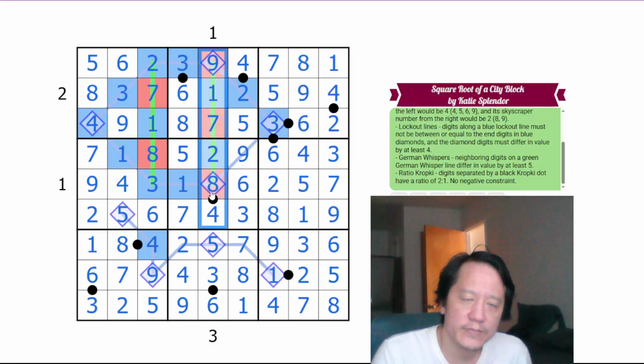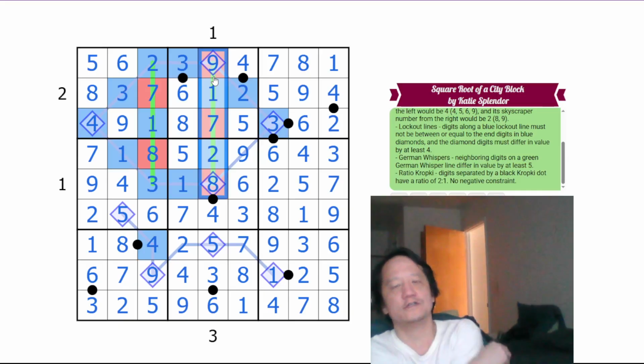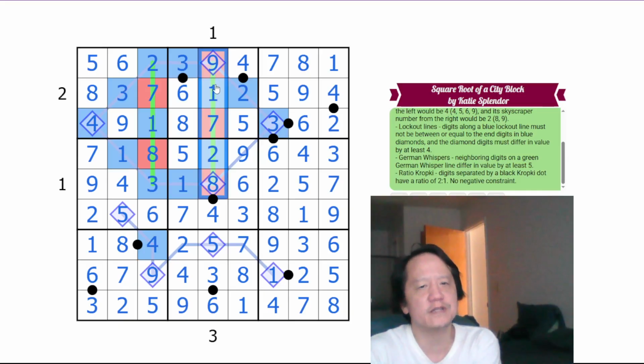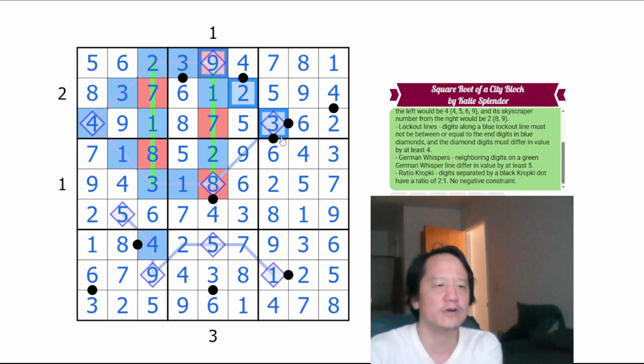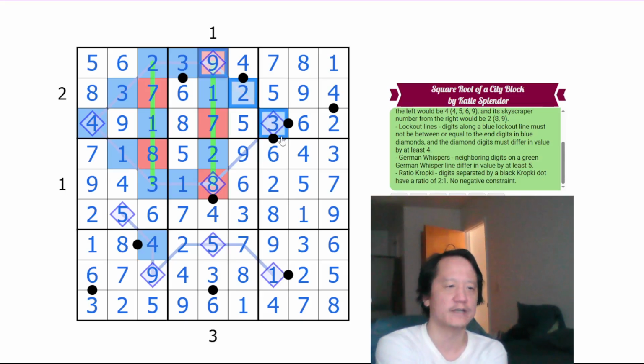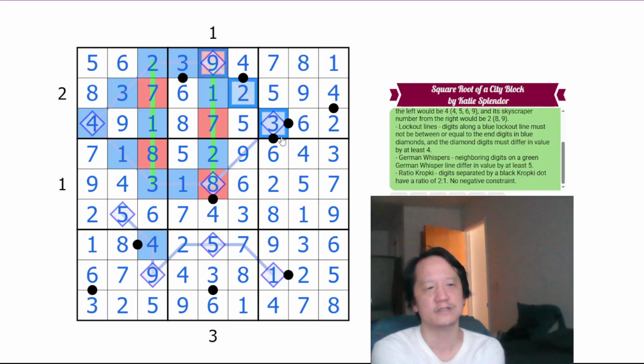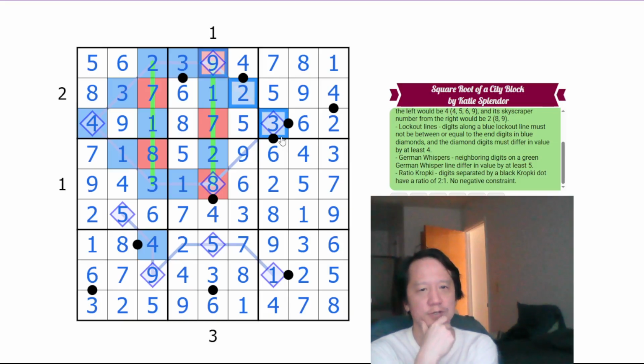Yeah, fairly straightforward. I wanted to do this mainly because of the lockout lines. I haven't done very many lockout lines, particularly in Learn How to Sudokus. So I kind of wanted to reintroduce them. I think I might have done one or two of those with lockout lines before, but it's always good to show some lesser known rule sets.